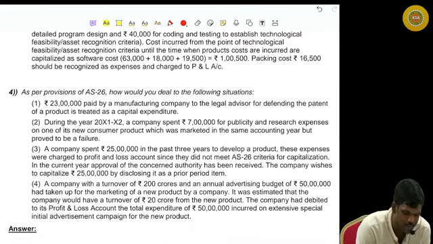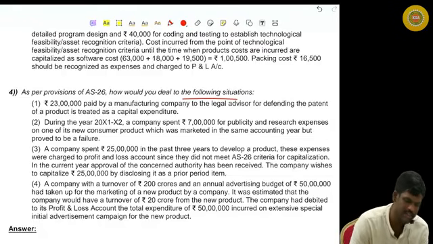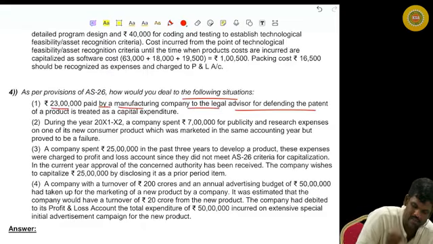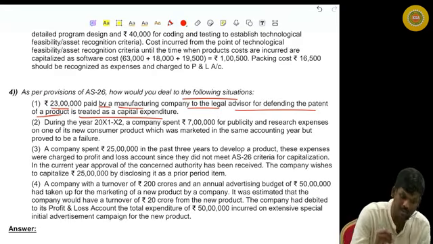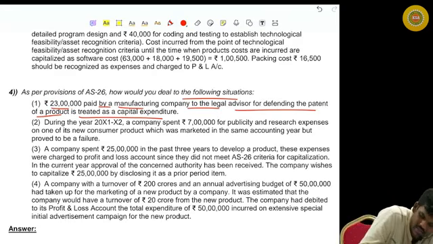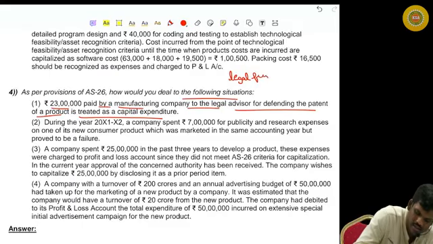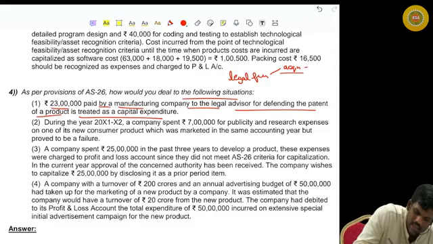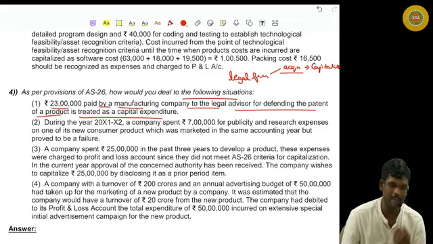Next one. As per the provisions of AS 26, how would you deal with the following situations? 23 lakhs paid by a manufacturing company to the legal advisors for defending the patent of a product is treated as capital expenditure. Guys, remember this is applicable both for tangible as well as intangible assets. If you incur any legal fees for a tangible or intangible asset, and if that legal fees is incurred at the time of acquisition of an asset, that can be capitalized. Okay, that expense can be capitalized.